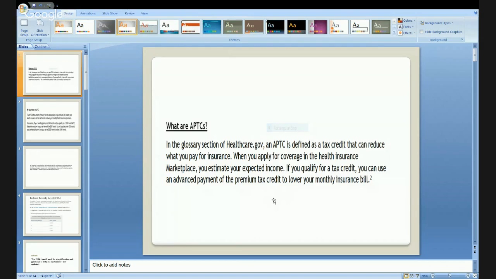Well, the marketplace, or healthcare.gov, describes it as a tax credit that can reduce what you pay for insurance. When you apply for coverage in the health insurance marketplace, you estimate your expected income. If you qualify for a tax credit, you can use an advanced payment of the premium tax credit to lower your monthly insurance bill.